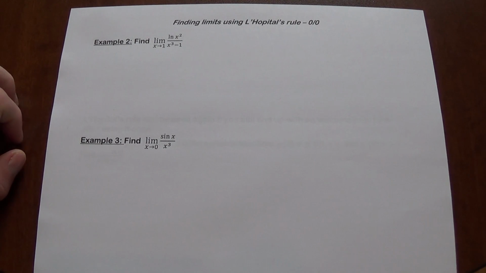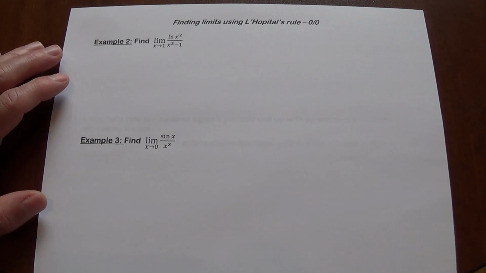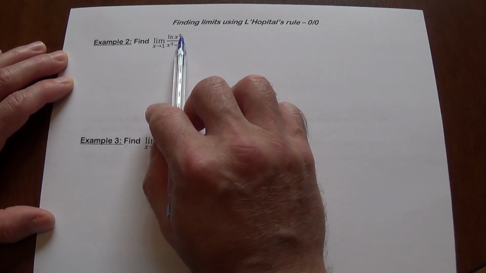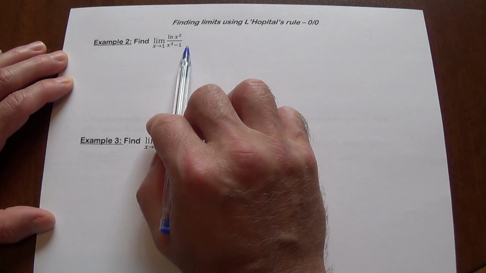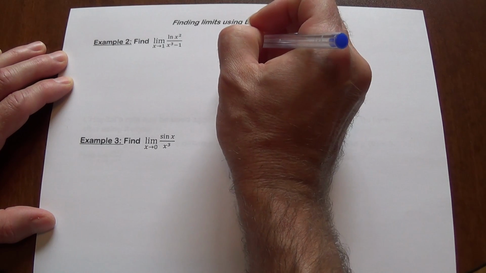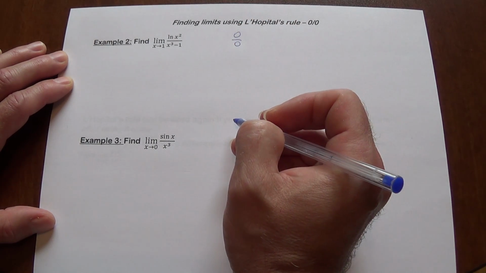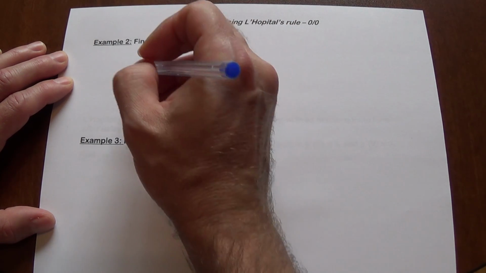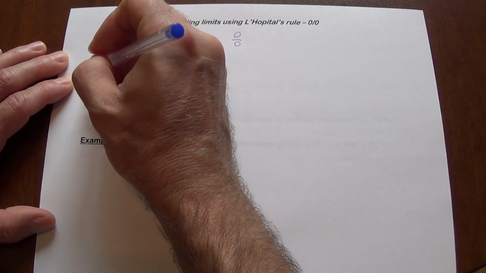Limit of ln x squared divided by x cubed minus 1 as x approaches 1. So if we substitute 1 here, we're going to have 0. Substitute 1 here, we're going to have 0. It is 0 divided by 0, which means you can use L'Hopital's rule.